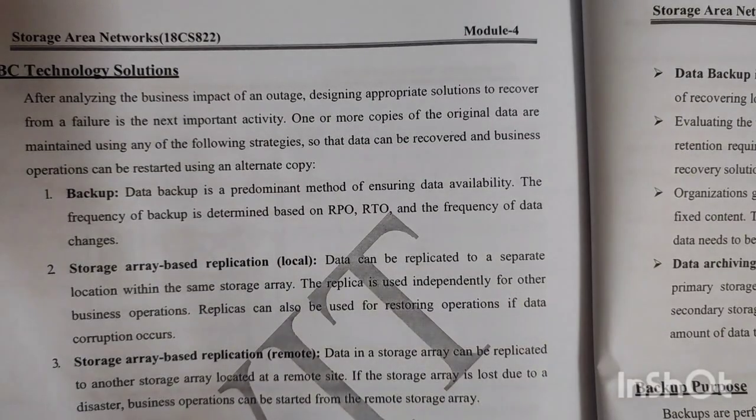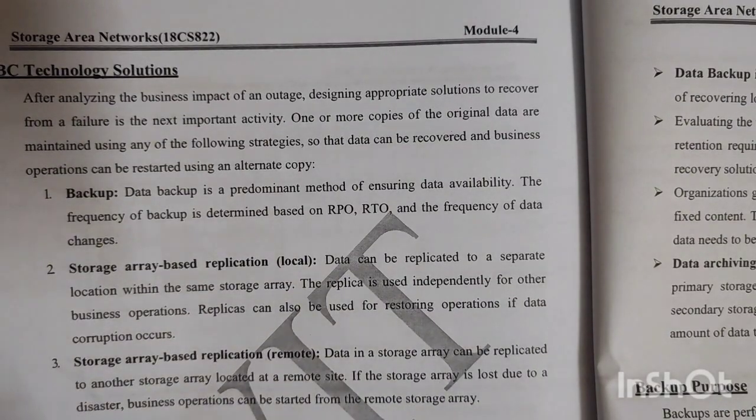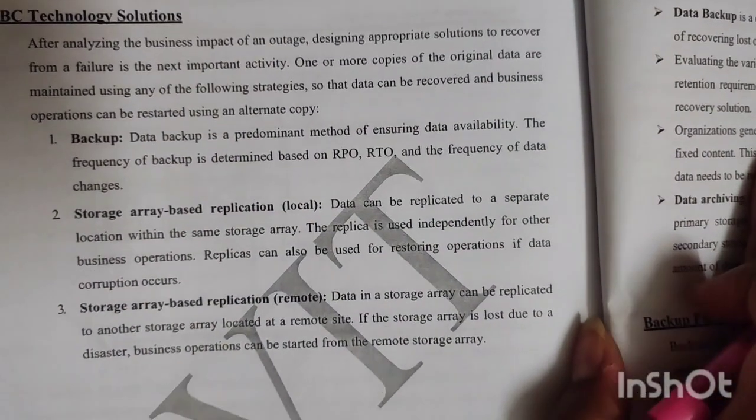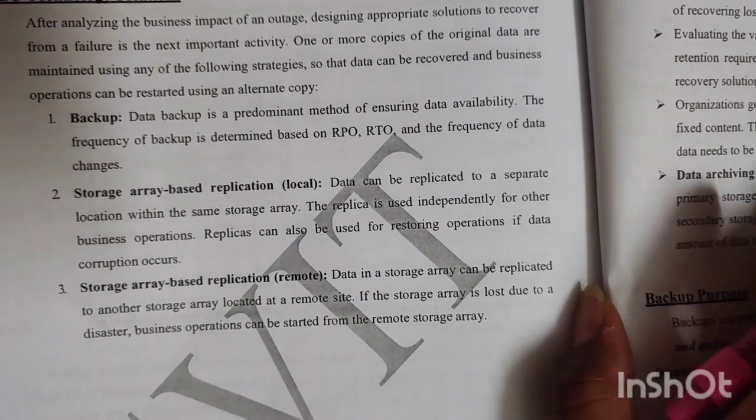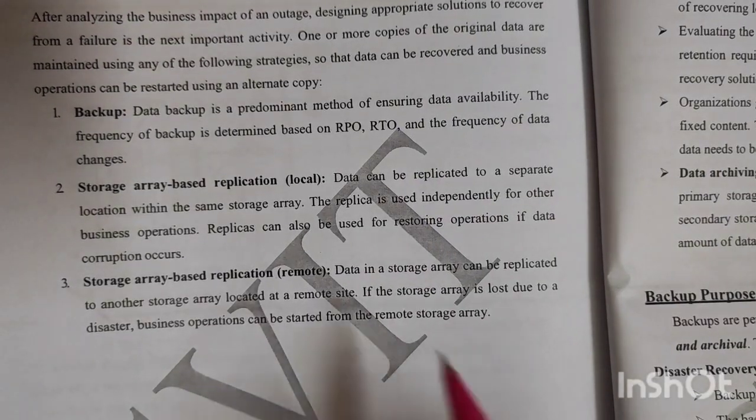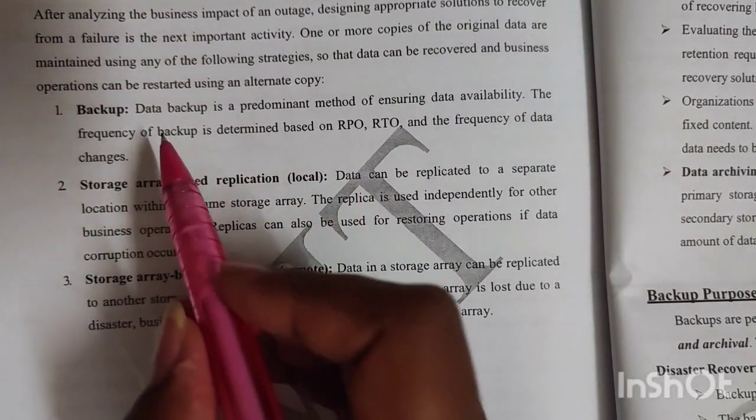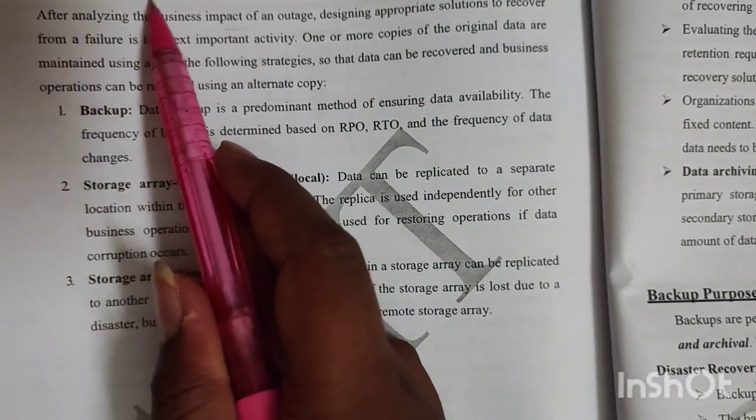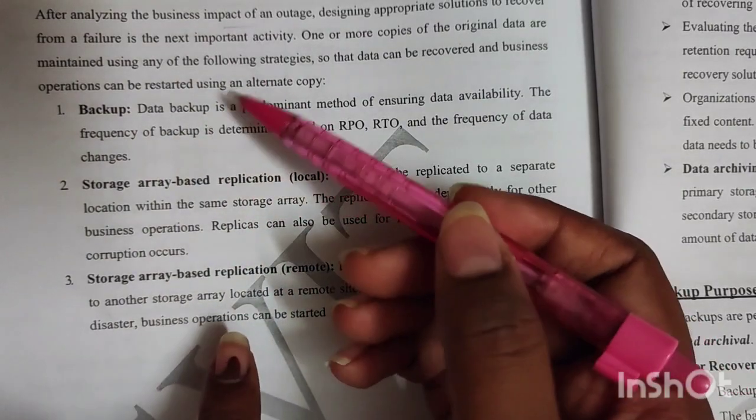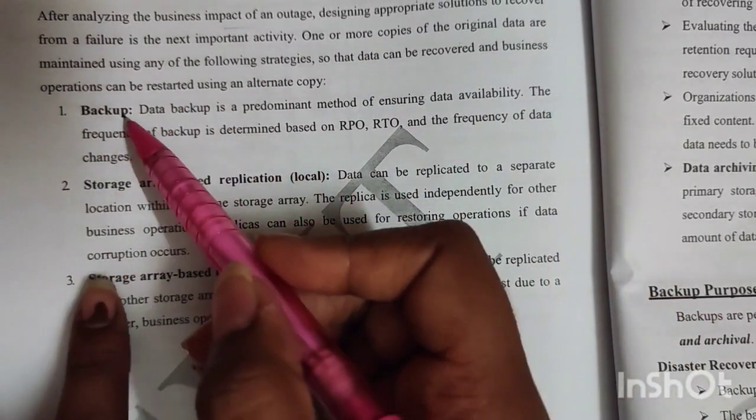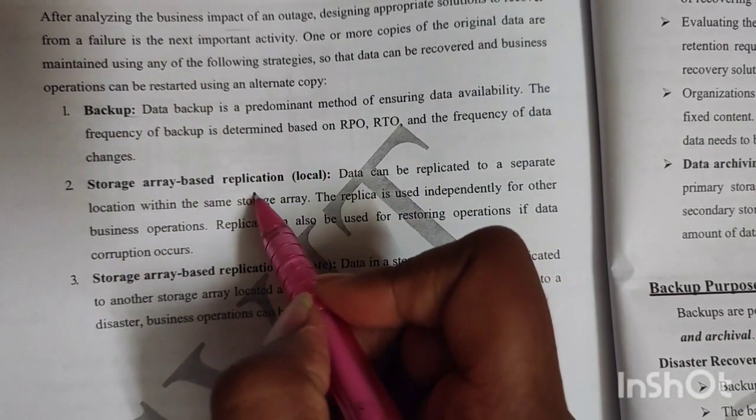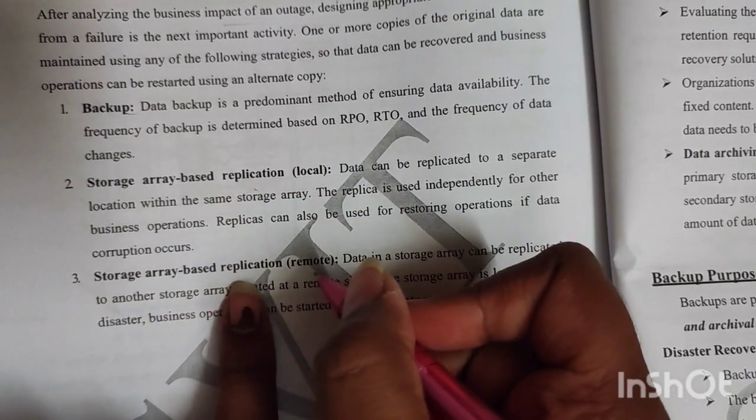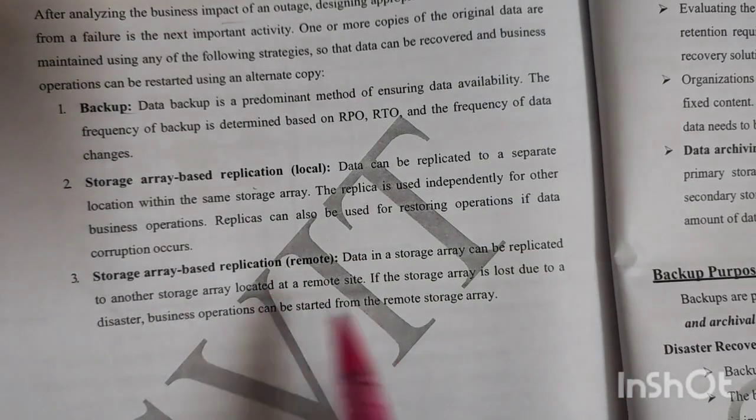Then other than these, you have two more topics, that is multi-pathing and BC technology solutions. Multi-pathing hasn't been asked many times in the past papers, so we'll be skipping that for now. Then you're analyzing the business impact of outage and all. So now that you had your technology, you're finding solutions for what you'll do. So you're creating backup, and then you have storage array based replication in a local place, and storage array based replication in a remote place.